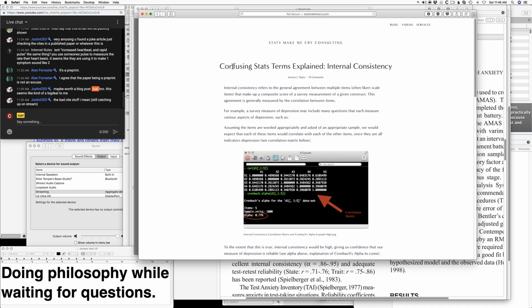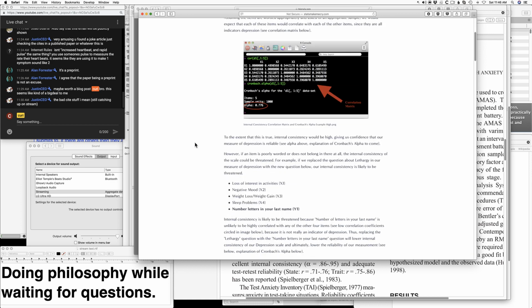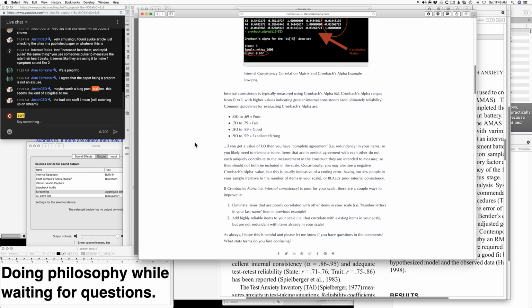Okay, this is under confusing stats terms explained. So someone who knows what they are thinks they're confusing. Internal consistency refers to general agreement between multiple items. They make up a composite score. This is generally measured by the correlation between items. So basically it means if you ask a bunch of positive questions and then their answers correlate, like the people who answered yes on the first one also answer yes on the second one, that's good internal validity. Whereas if they answered like half yes and half no, that would be bad internal validity. Internal consistency is a much better term that makes more sense. Anyway, so that's sort of what I thought it was.